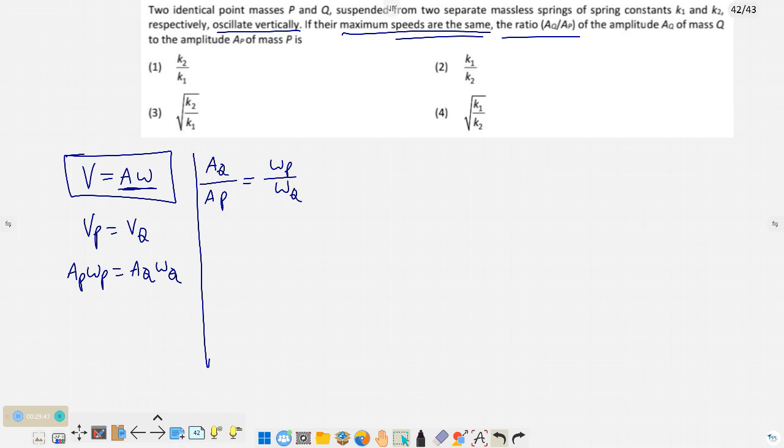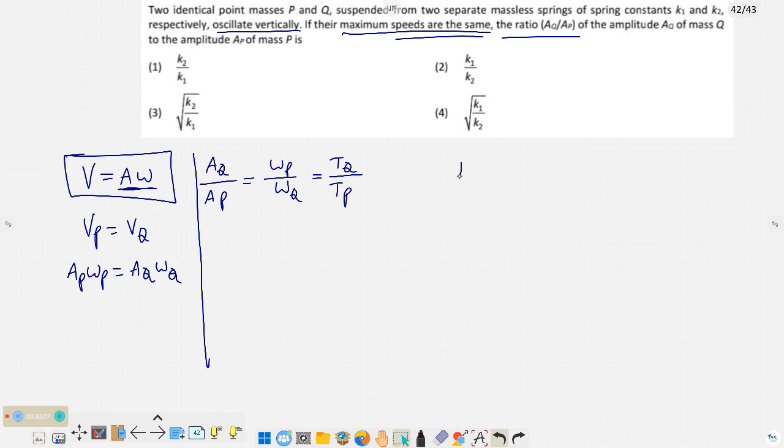What is omega? Angular frequency, but we need to express the answer in terms of K. So K1, K2. How is omega related to K? You know that omega is inversely related to time period. So I can write this in terms of time period, related to Q and related to P, because omega is equal to 2 pi by T. So this is a relation.